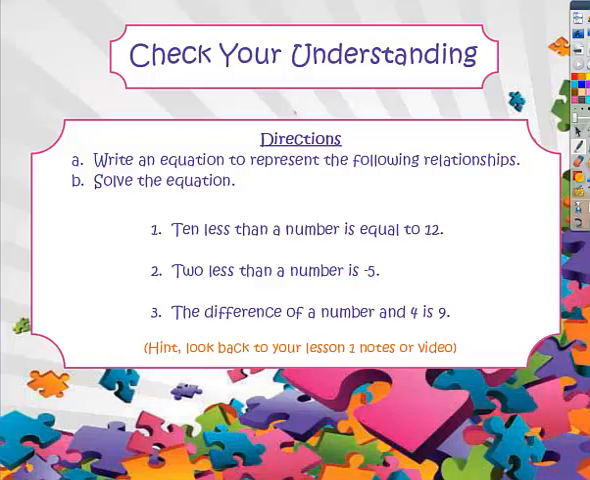So now it's time to check our understanding. Once again, please do this on a separate sheet of paper so that you can turn it in tomorrow when you come to class before we work on our problem sets in class. There are two pieces of directions here, so make sure you read them. It's write an equation to represent the following relationships and also solve that equation. So there's three of them here. You're going to take these number sentences and write them into equations, and then solve all three equations.